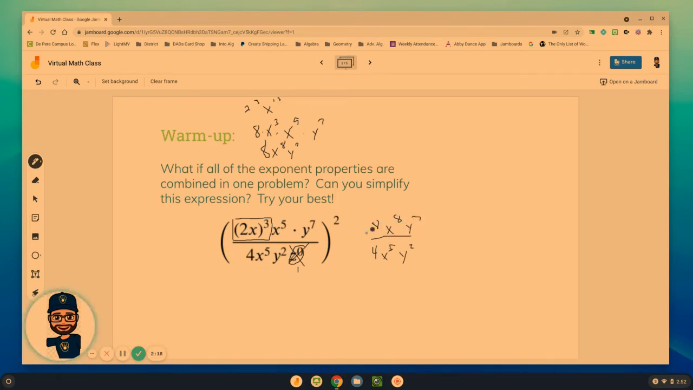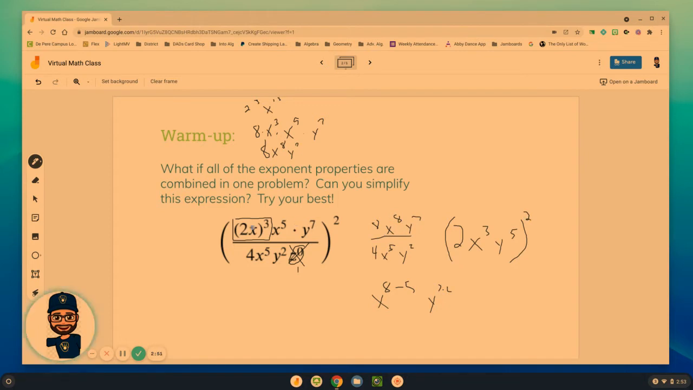All right, and now let's use our rules that we also learned yesterday. 8 divided by 4 gives me 2. X to the 8th over x to the 5th is really x to the 8 minus 5, which gives me x to the 3rd. Y to the 7th over y squared is really y to the 7 minus 2, or y to the 5th. And then all of this is being raised to the 2nd power.